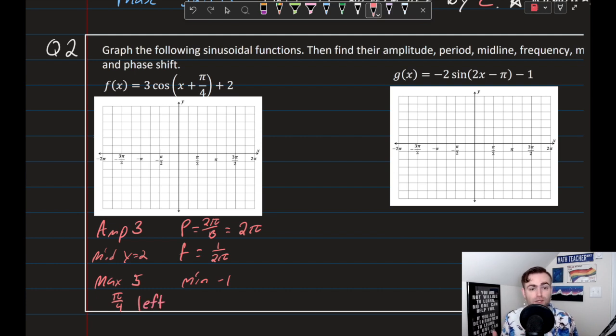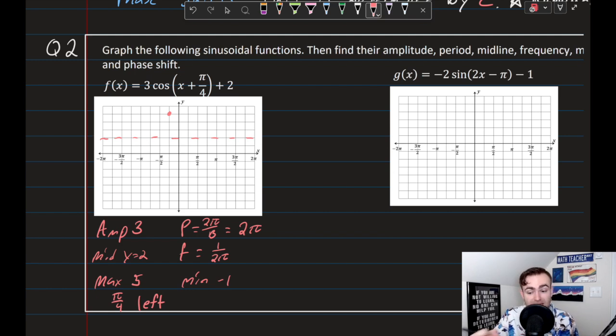So when I start this cycle for cosine, which again is up, middle, down, middle, up, I'm starting that cycle pi over 4 to the left of 0. So let's paint a picture with all this information. So our midline is 2. Let's draw a dashed line at 2. Our period is 2 pi, so that's nice. We're pi over 4 to the left. Cosine starts at its maximum, which is at 5. So pi over 4 to the left, maximum of 5, 1, 2, 3, 4, 5, would be here.